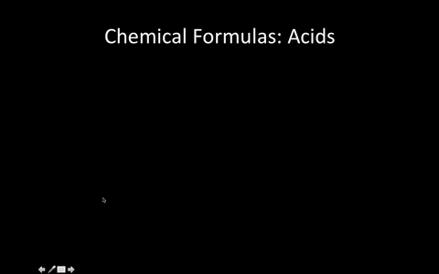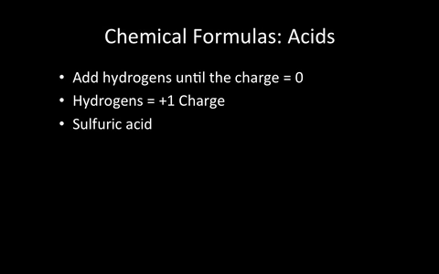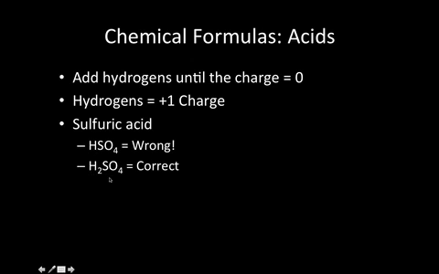All right, going the other direction. Add hydrogens until the charge reaches 0. So it's really essential that you know the charges of those polyatomic ions. Hydrogens count as a positive 1 charge. So if we had sulfuric acid as our example, HSO4 is wrong because sulfate, SO4, is -2. You have to have 2 hydrogens, each one being positive 1, to get sulfuric acid correct, H2SO4.